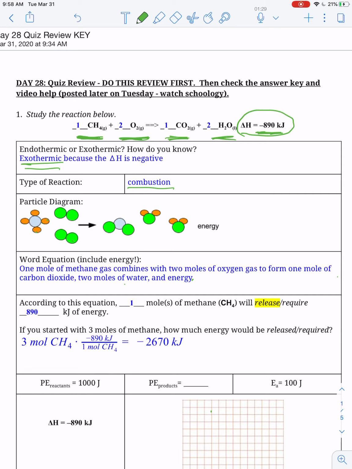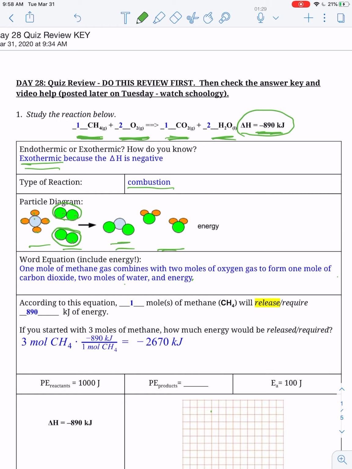Then you're going to draw the particle diagram for me. I'm kind of a fan of using these Google Drawings. They come out really clean and nice. But if you want to hand draw it, you can do that as well. So here's your methane. You have a carbon with 4 hydrogens, combining with 2 diatomic oxygen molecules. So be careful because some of you are still kind of sloppy with this. I need to clearly see the 2 oxygens are connected and separated from the other mole of oxygen. So just watch your drawings carefully.